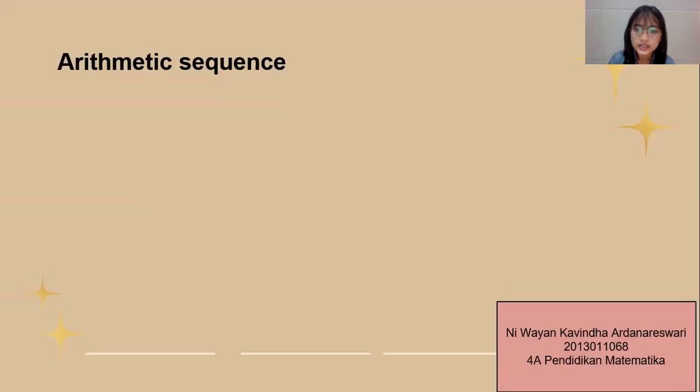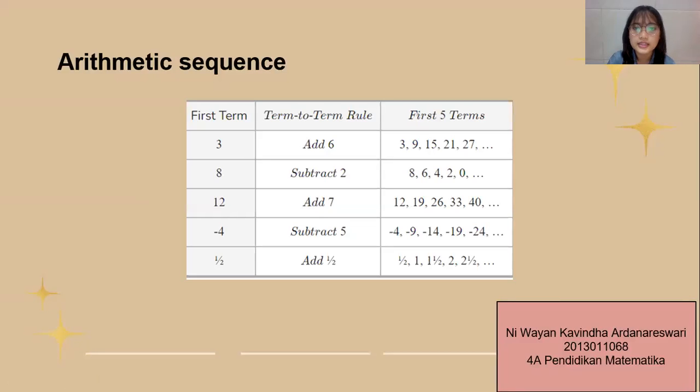And the next slide. So we have the table here. I will use some annotation. Okay, first we'll look at the first column, where the first term is 3, and the term rule is add 6. For the first 5 terms, we get 3, 9, 15, 21, and 27.